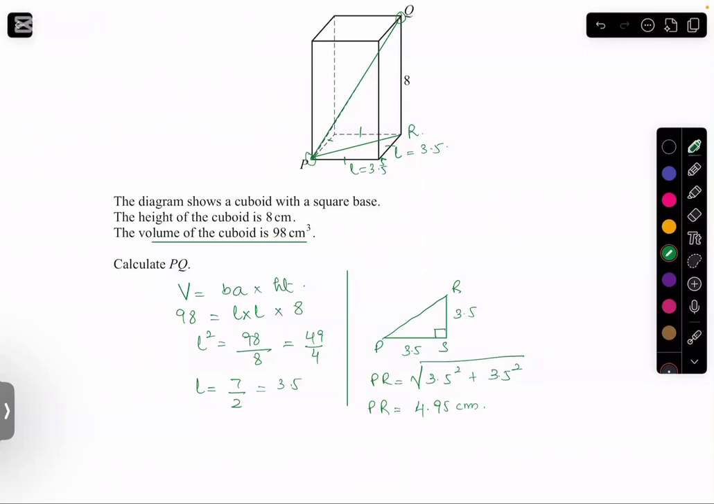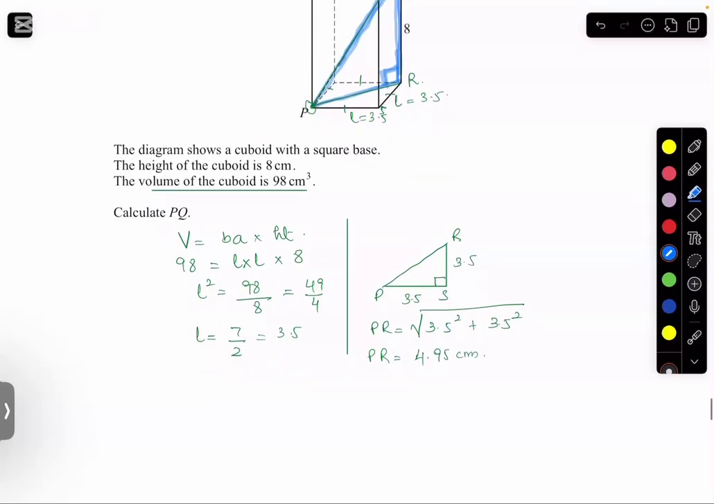Now you might be wondering why I got this PR. Here I have this plane, which is for the sloping line PQ, and this plane is making a right angle triangle. If you look at this triangle PRQ, what you can see is that PR is on the horizontal surface and QR is the vertical line, therefore making 90 degrees here.